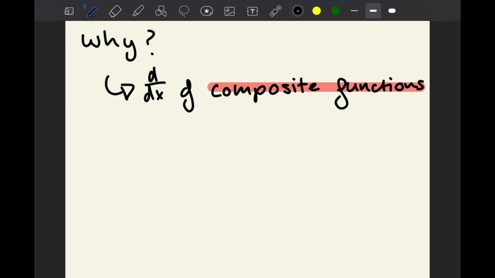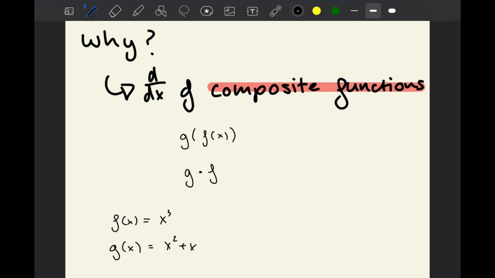And just as a reminder, if you've forgotten what a composite function is, it's when you take a function of a function. So it has the notation g of f of x, or g and then this little o looking thing of f. So for example, if f is x cubed and g of x is x squared plus x, then g of f of x is going to equal x cubed squared plus x cubed. And then you can go and simplify that. So we're just putting f into g.